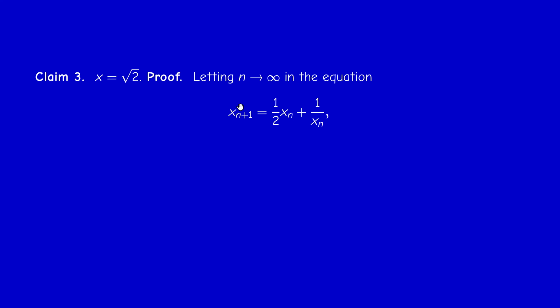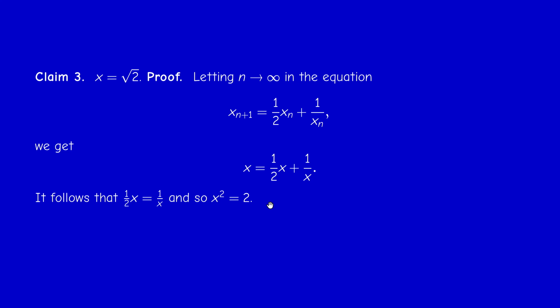So either x is radical 2 or x is minus radical 2, but the second possibility cannot hold because x is positive, actually, because it's bigger or equal to radical 2. So therefore, I know now that I defined a computable sequence of rational numbers converging from above to radical 2. So I can use this to approximate radical 2. Now I get an algorithm for computing radical 2 to some degree of accuracy.